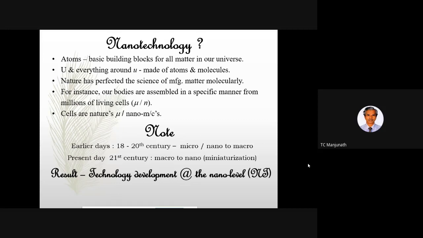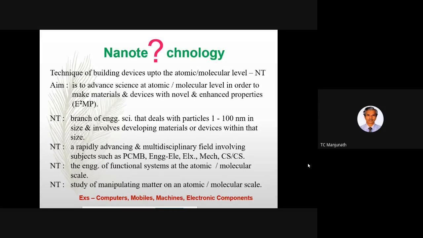What is this nanotechnology? It is the technique of building devices up to the atomic level or the molecular level. That is what is called nanotechnology. What is our main aim? The main aim of nanotechnology is to advance the engineering sciences at atomic and molecular level in order to make particles and devices with novel and enhanced properties. Those novel and enhanced properties are electrical, electronic, mechanical, and physical properties.